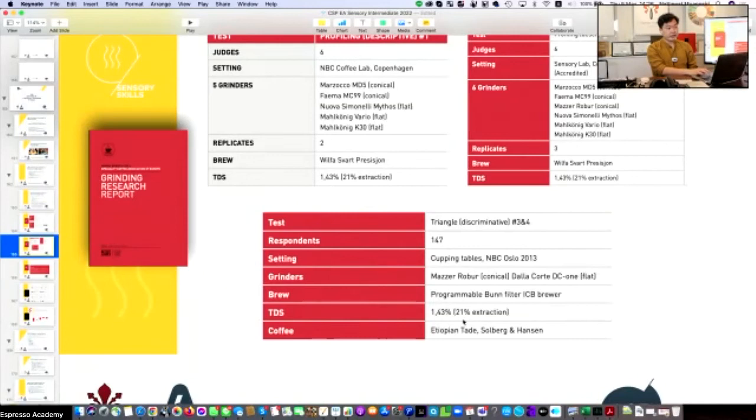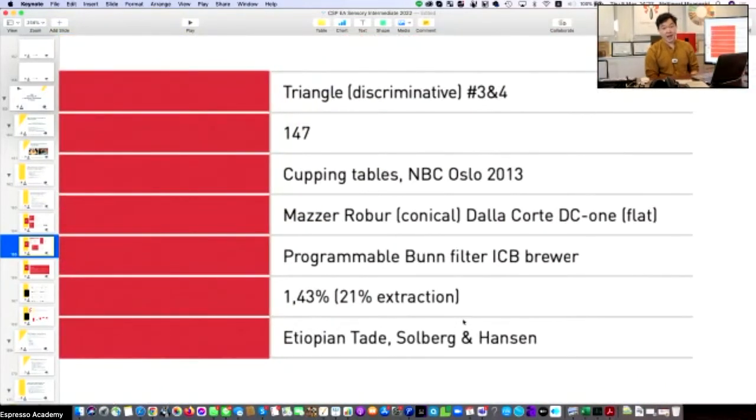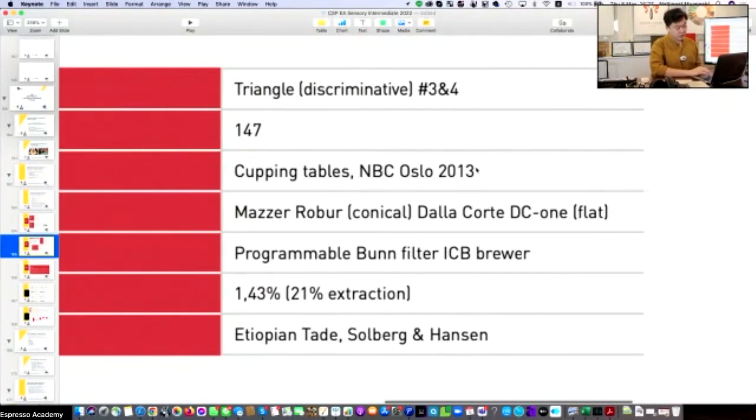Then they do triangulation again in Oslo, where they have this myth, this belief that, hey, conical burr tastes better than flat burr. Hey, flat burr tastes brighter than conical burr. That's kind of a myth, kind of a belief. So the SCA organized this at Nordic Barista Coffee, NBC here in Oslo.